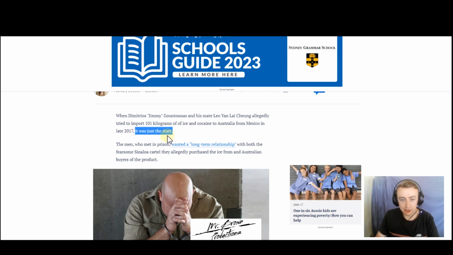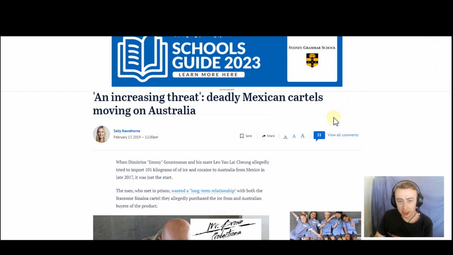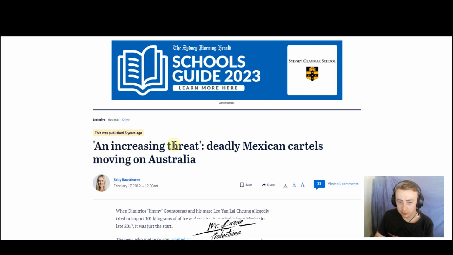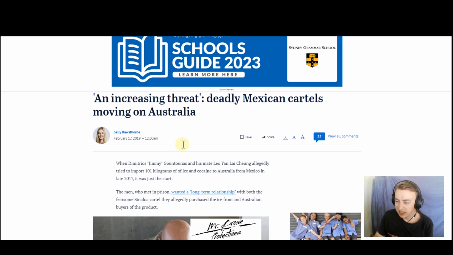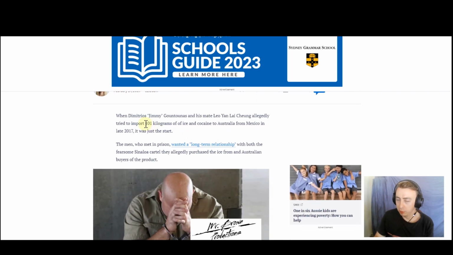So I guess the language that I'm picking up here is building upon that concept of the increasing threat of a Mexican gang by importing 101 kilos, not 100, 101, and the idea that it's just the start kind of aligns with that concept of an increasing threat as it continues to move on.